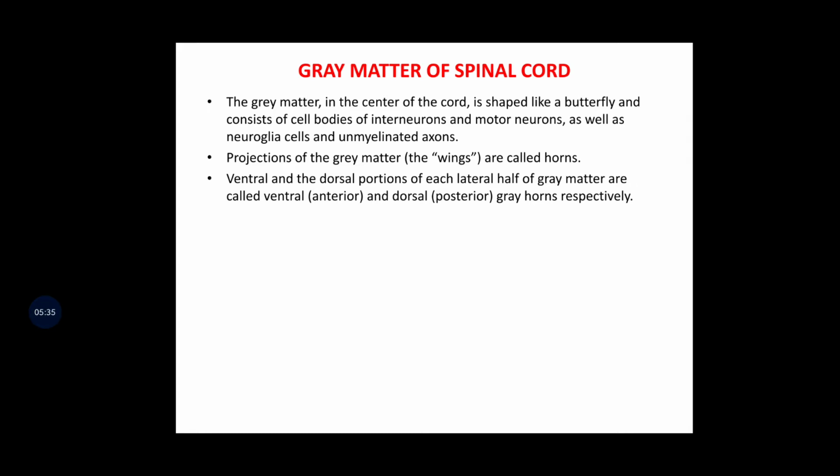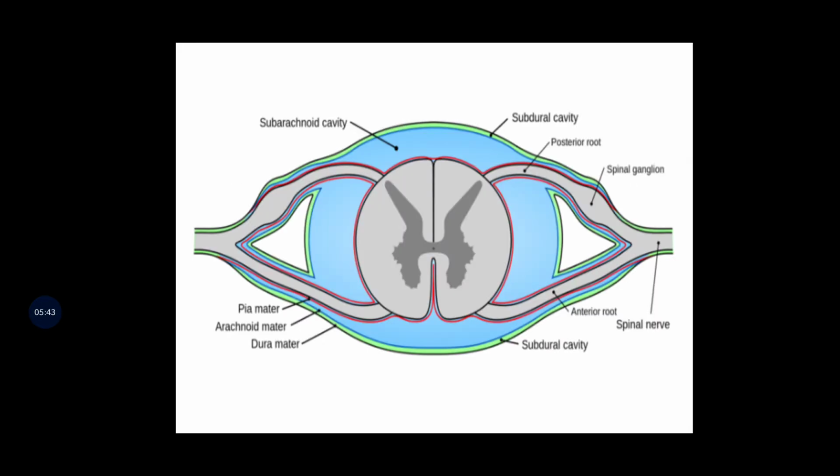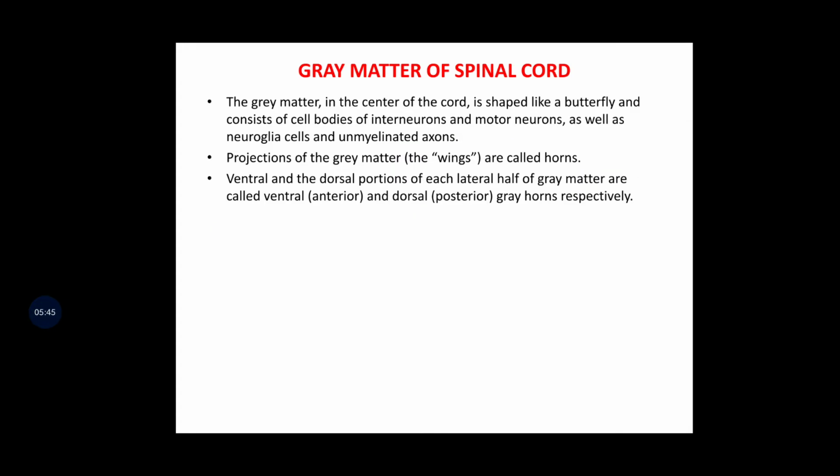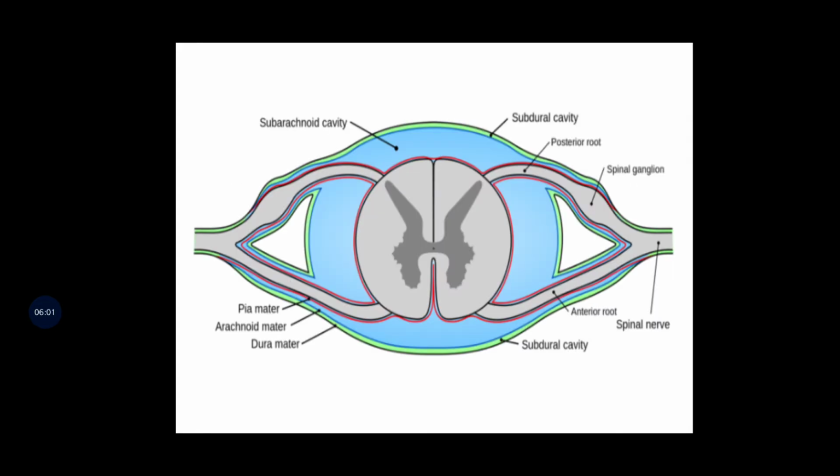The ventral and the dorsal portion of each lateral half of grey matter are called the anterior and dorsal grey horns respectively. So the ventral half of the grey matter we call the ventral or anterior grey horn, and the dorsal portion we call the dorsal or posterior grey horn of the spinal cord.